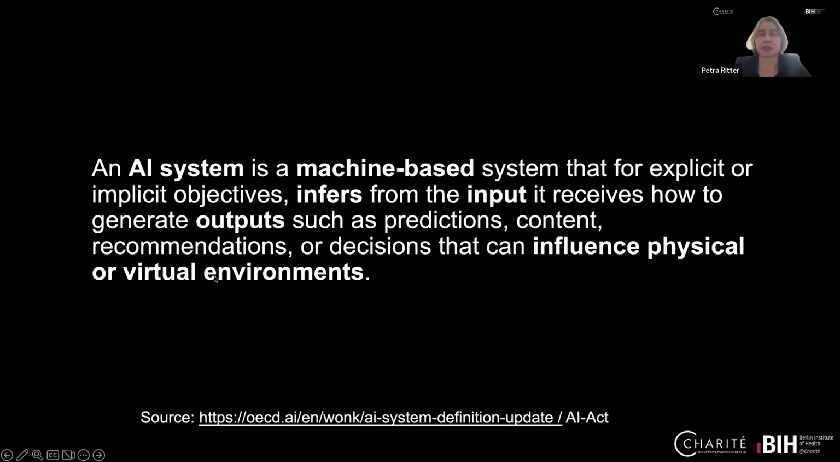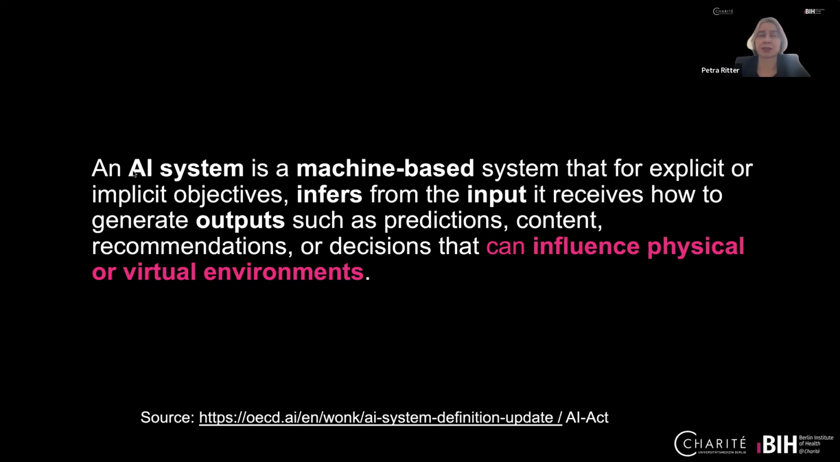An AI system is a machine-based system that, for explicit or implicit objectives, infers from the input it receives how to generate outputs such as predictions, content, recommendations, or decisions that can influence physical or virtual environments. So it is machine-based, it infers from the input it receives how to generate outputs, and it can influence physical or virtual environments. And this is exactly applicable to our human digital brain twins.